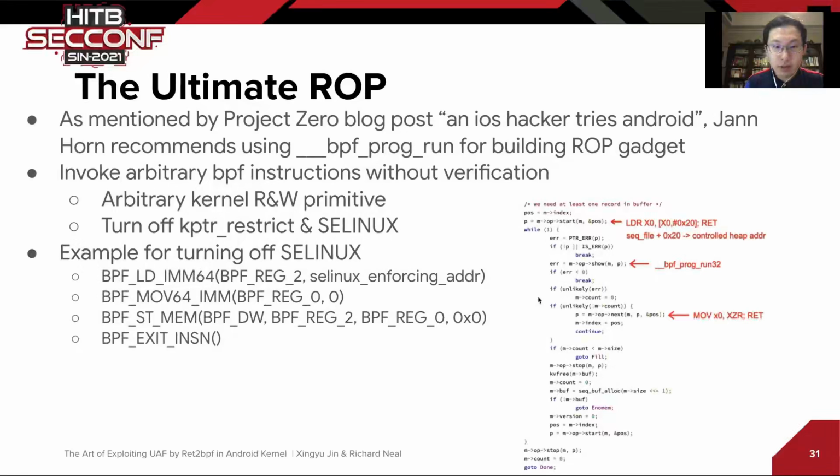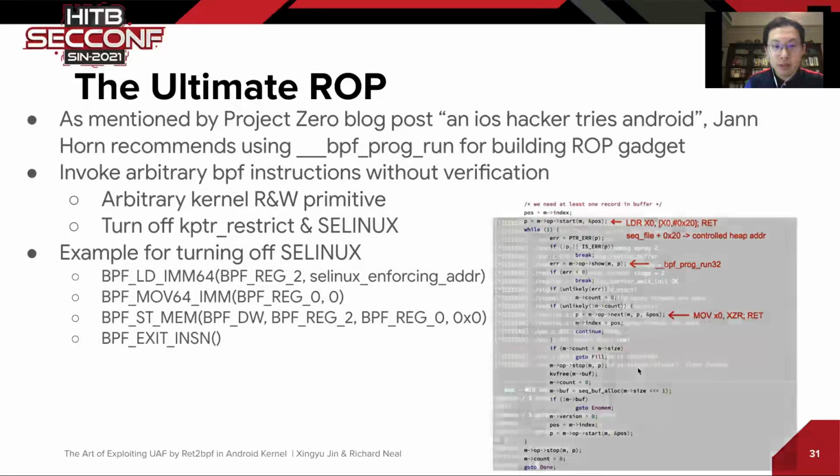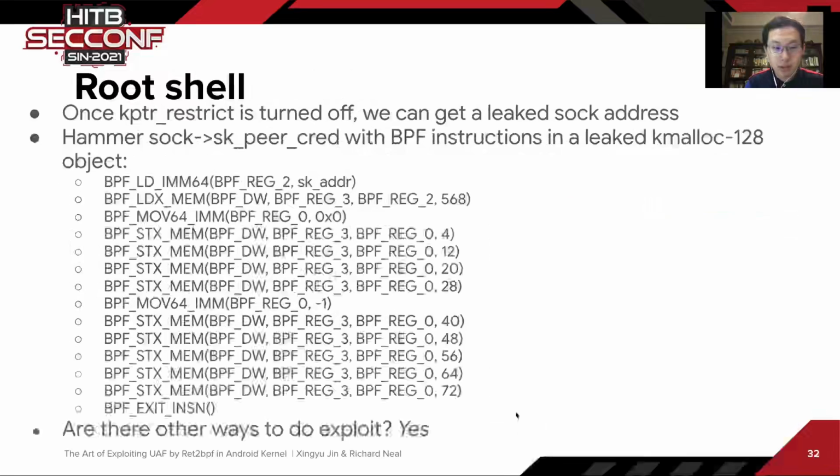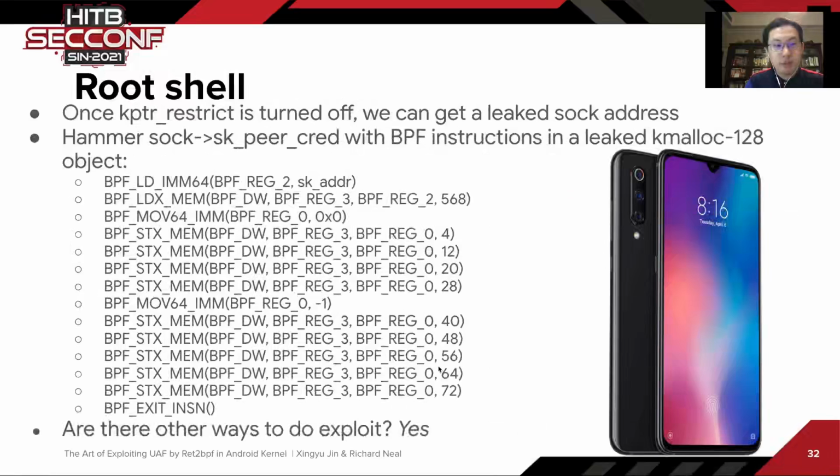Okay. So finally, we can get a root shell by executing arbitrary bpf instructions again, and then overwrite the cred structure with the init cred. These bpf instructions are just 128 bytes, so it just fits for a slab 128 object.